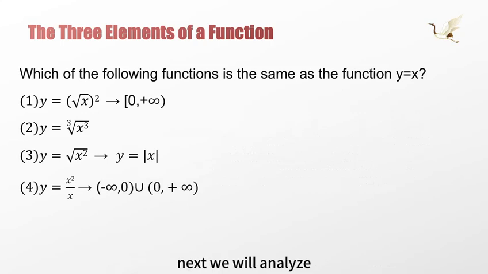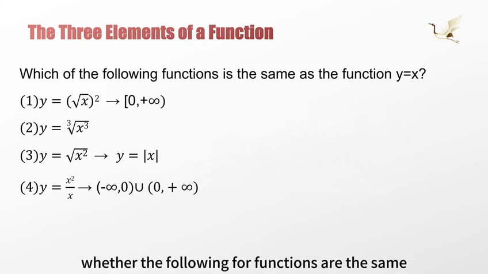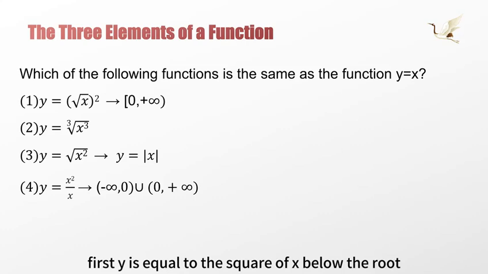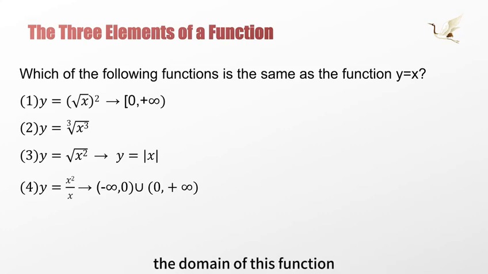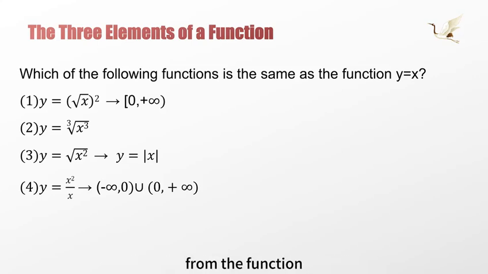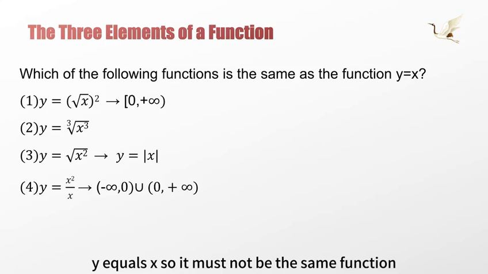Next, we will analyze from the perspectives of the domain and correspondence of functions whether the following four functions are the same as the function y equals x. The y in the question equals x, and the domain of this function is all real numbers R. Its correspondence is to map x to itself. Let's take a look at the first one first. y equals the square root of x squared. The domain of this function is from 0 to infinity, left closed and right open interval. It can be observed that the domain of the first function is different from the function y equals x, so it must not be the same function.